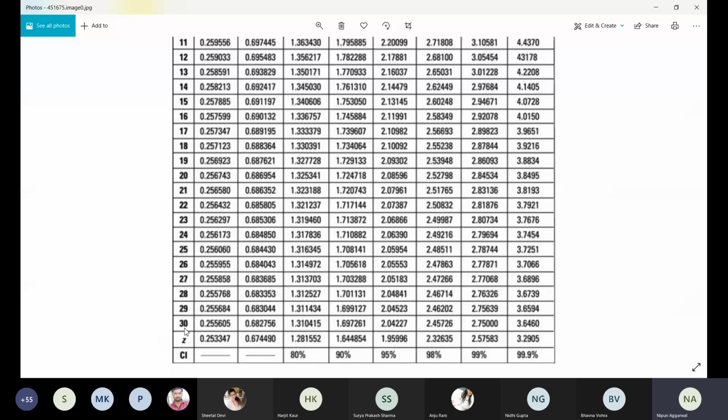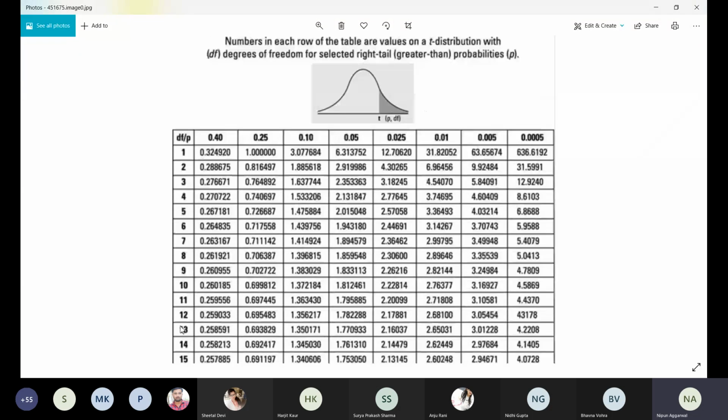And see, they have given up to 30 only. Because the maximum sample size is 30 only, they have given t values up to 30 only. Rather, 30 is not there, 29 is the maximum, because n minus 1 is there, so we cannot have more than 29 in the case of a t-test. Clear? So now this degrees of freedom is clear to you.